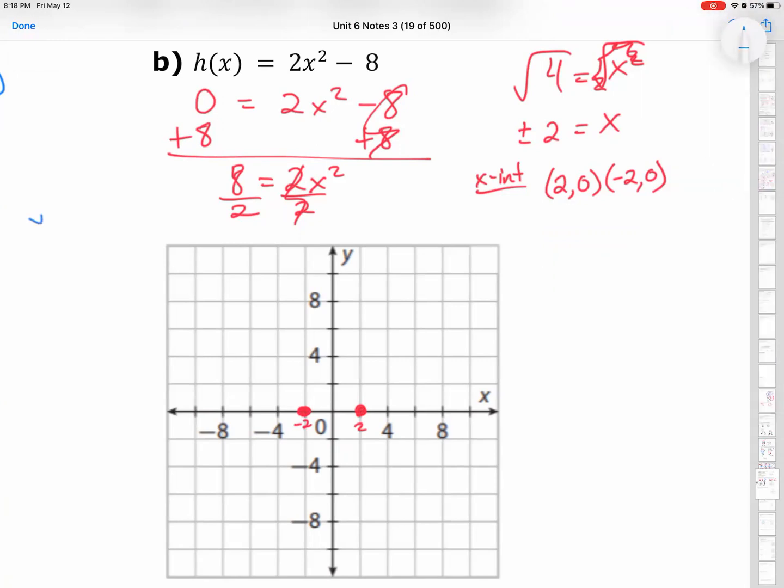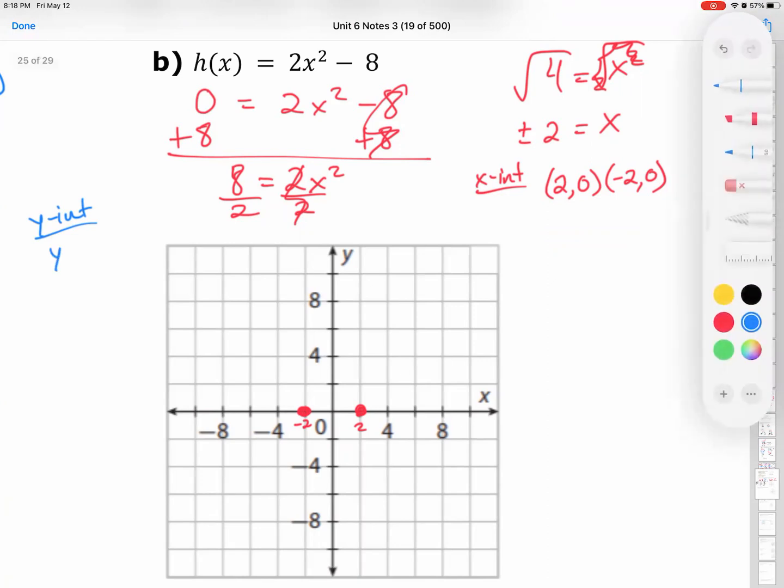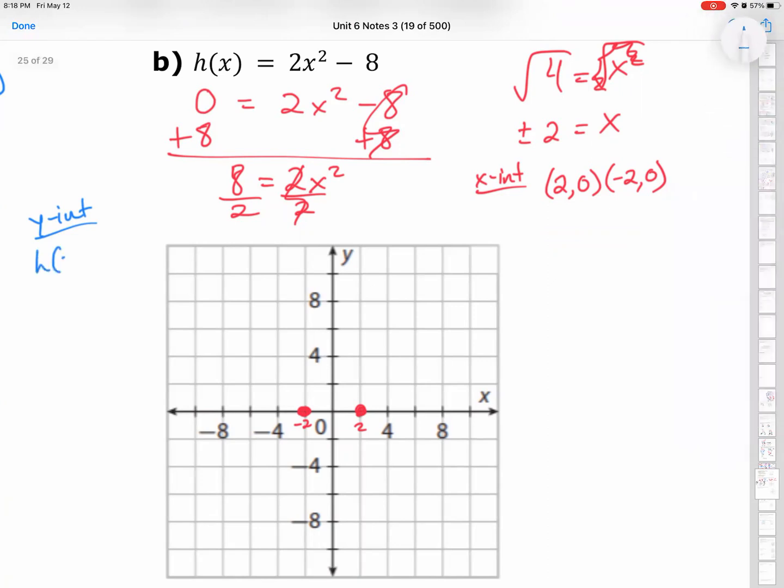So for y-intercept, we know x is 0. So we'll use function notation actually for this guy. So h of 0, we're dumping 0 in for that x, equals 2 times 0 squared minus 8. And 0 squared times 2 should be 0 minus 8. So we end up with -8 there. So we dump 0 in, we got -8 as a result. Plotting that. Boom, there's our y-intercept.